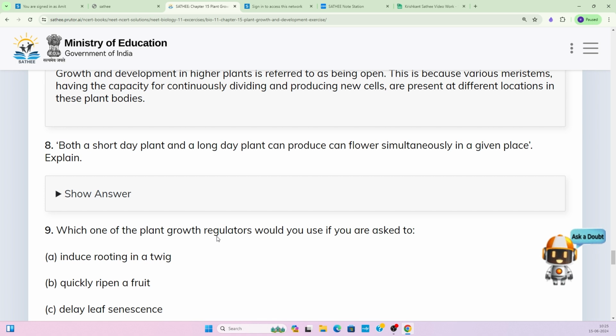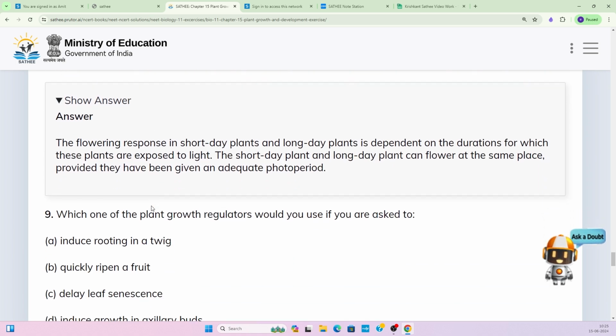Both short day and long day plants can flower simultaneously in a given place. Explain. The flowering response in short day plants and long day plants is dependent on the duration for which these plants are exposed to light. And the short day plant and the long day plant can flower at the same time, provided they have been given an adequate photoperiod.